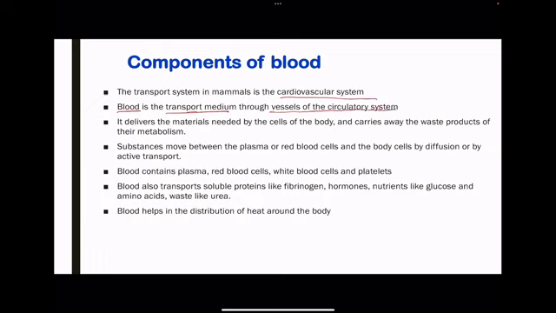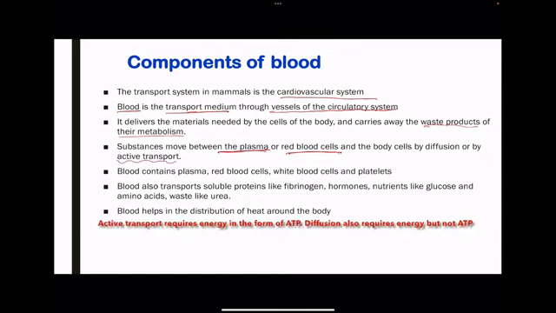Like I said already, it delivers materials that are needed by the cells. This is usually oxygen as well as nutrients, and it ensures that wastes are removed. These are metabolic wastes. Within the circulatory system, substances are going to move between the plasma, red blood cells and the body cells by diffusion or active transport. Active transport is where energy is required to move substances against the concentration gradient.